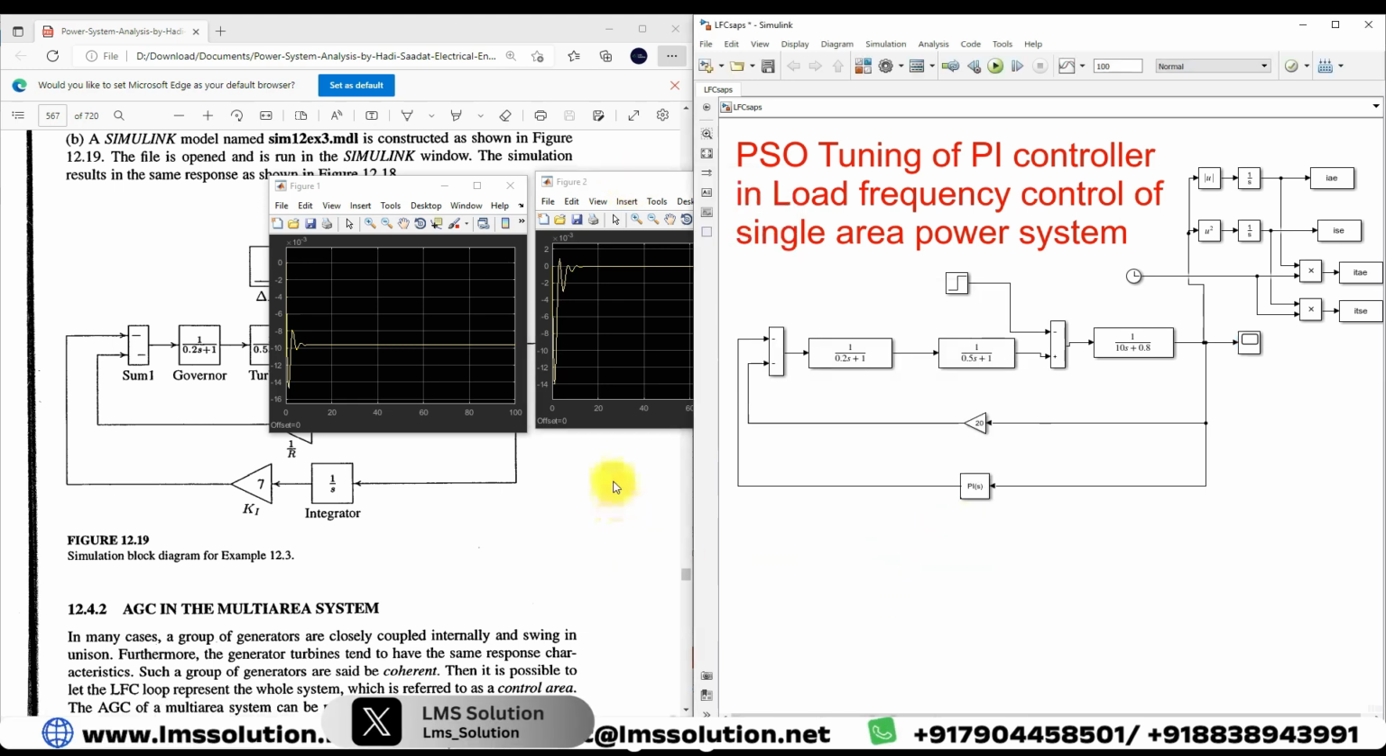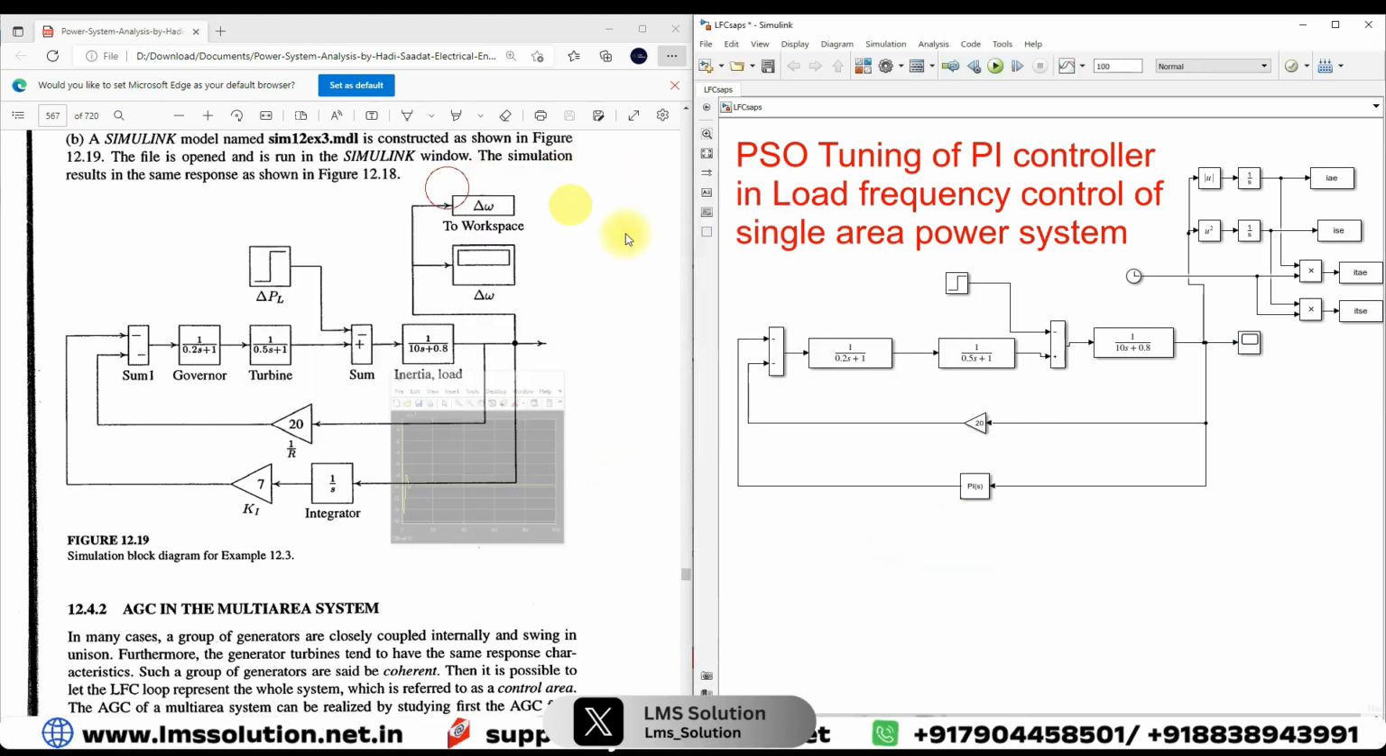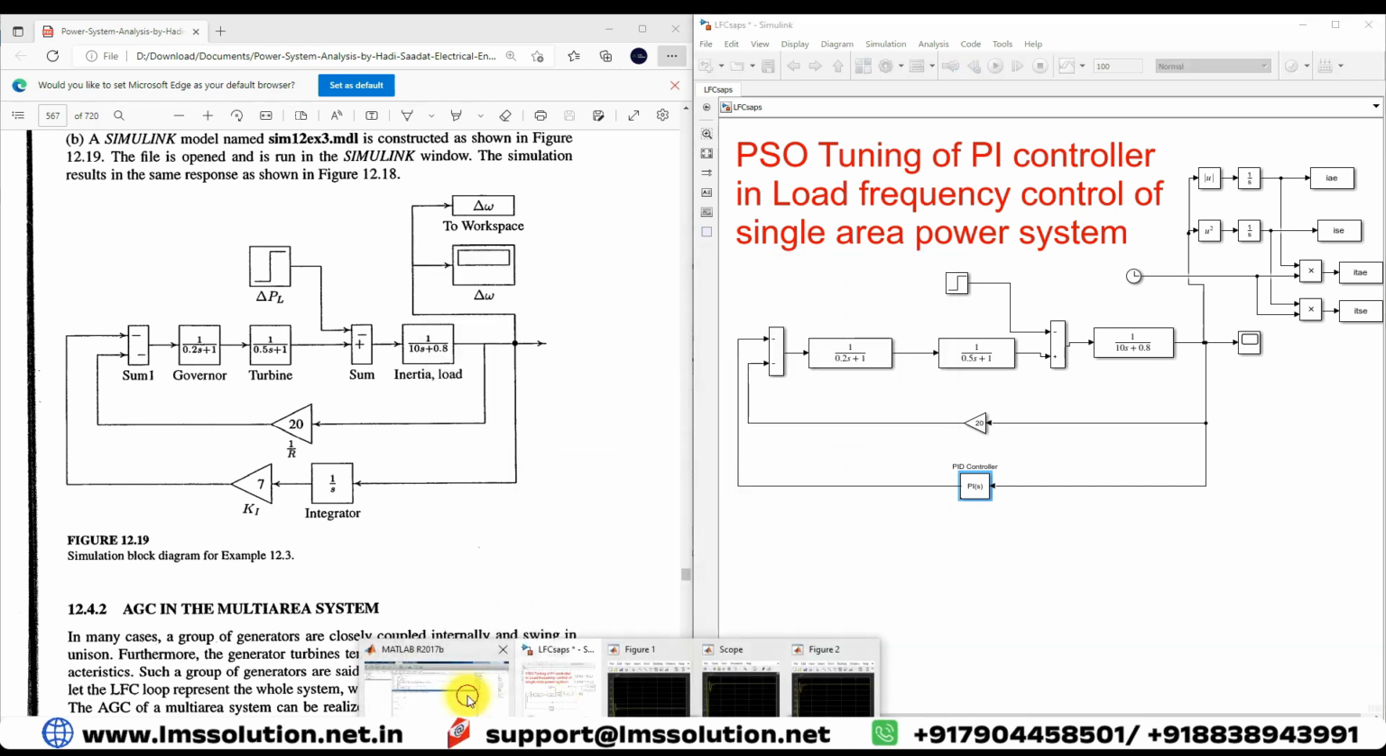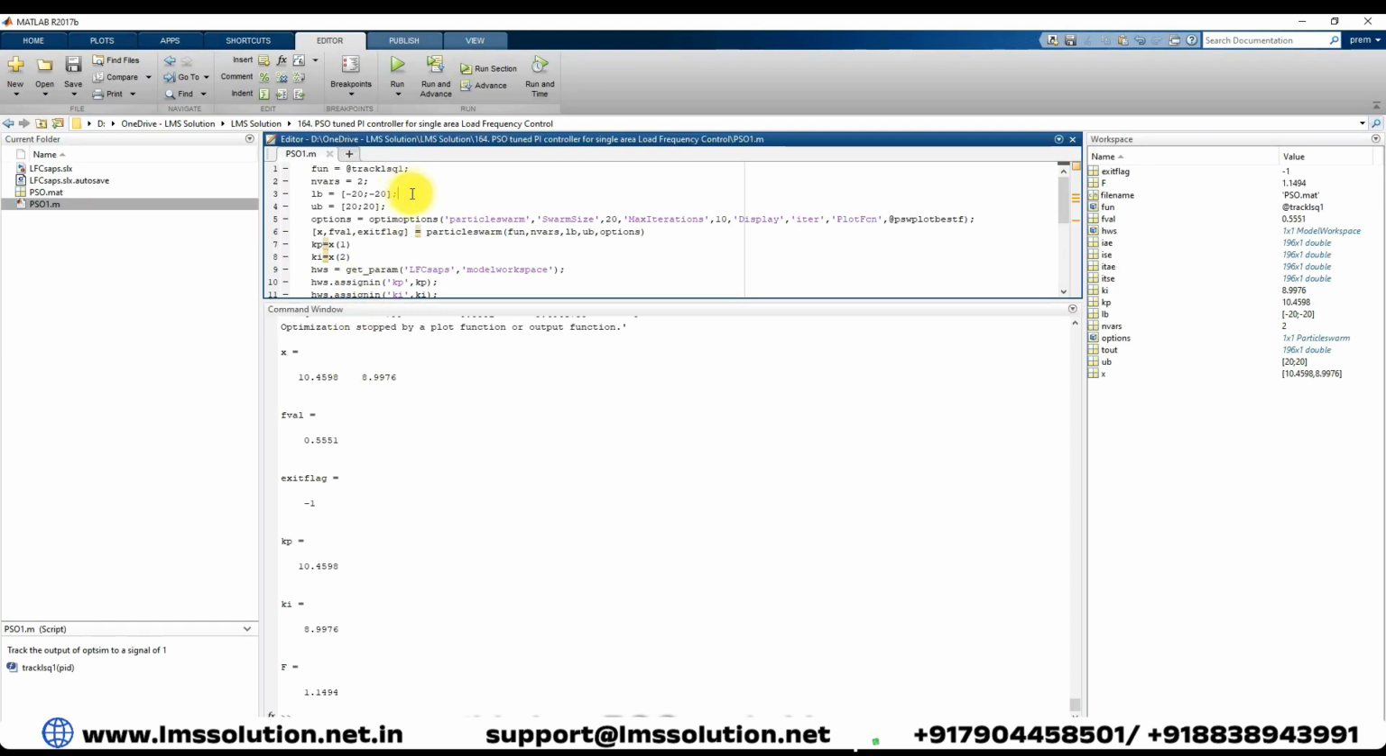Next I'm going to tune this system, tune the PI controller by using PSO. Here I'm going to make the proportional gain equal to KP, and the integral gain will be KI. And next I'm going to use a MATLAB function. So this is the PSO code to tune KP and KI.